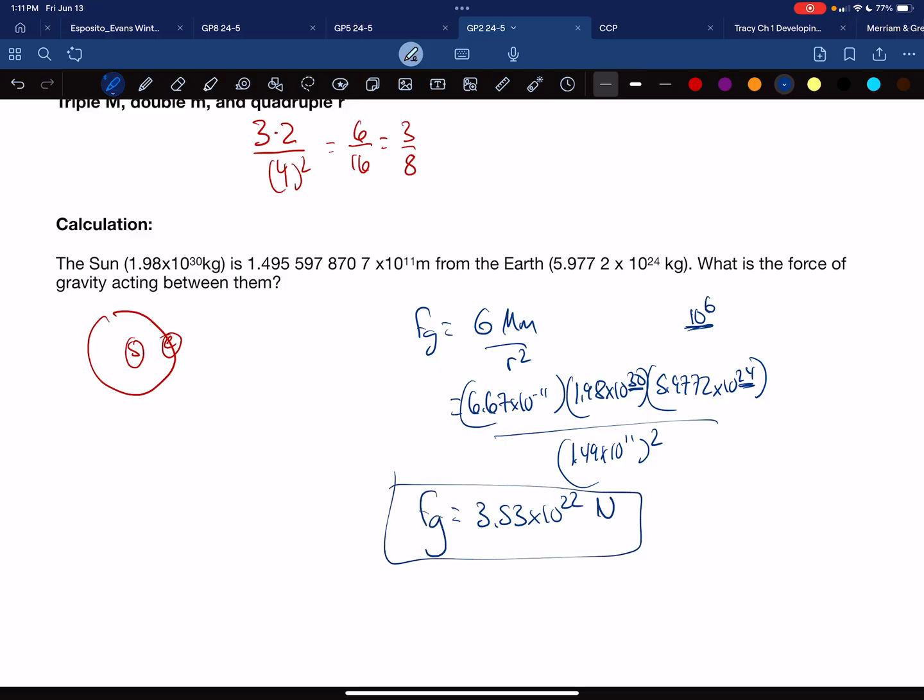Now, if you will remember, in the previous lesson for centripetal force, we got 3.54 times 10 to the 22nd newtons. So indeed, the centripetal force is the force of gravity. What is the center-pointing force causing this? It is gravity.